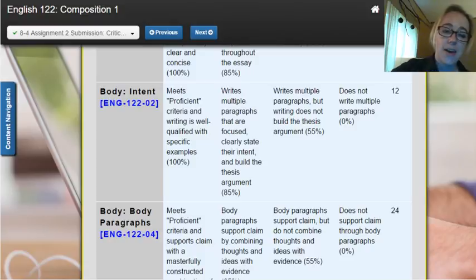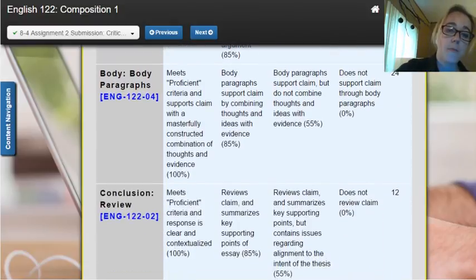And we also want to make sure that we use specific examples and evidence to support what we're saying. Okay. The next critical element is our body paragraphs, and we want to make sure that the actual paragraphs, again, are long enough. Let's not have 2-sentence paragraphs. We want to make sure that they support the claim by combining our thoughts with the evidence. And this is where we want to make sure that we're using signal phrases and anchoring our quotations to our own words. So we want to use phrases like, for example, or in Tan's essay, she says. Okay, so we want to make sure that we are fully integrating our evidence to support our ideas.